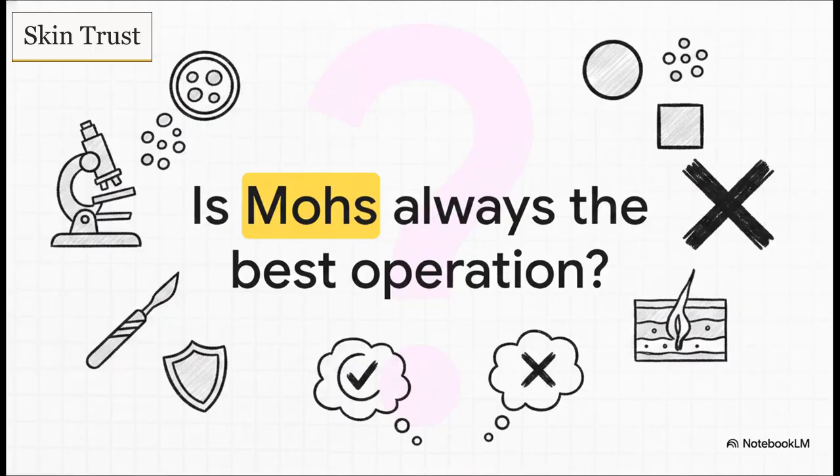Okay, let's pause right here for a second, because if Mohs checks 100% of the margins and saves healthy tissue, why isn't it just the default for absolutely everyone? Is Mohs always the best operation?